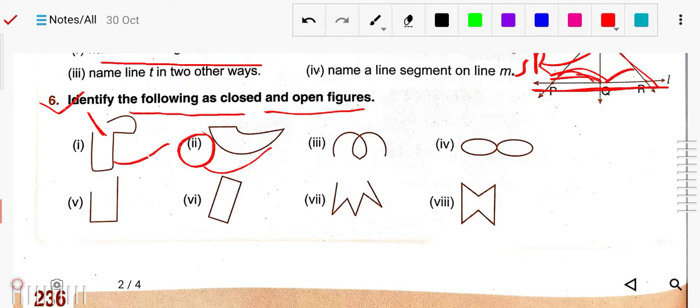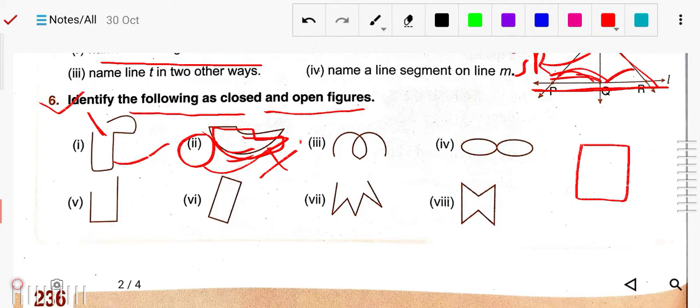But in number 2 you can see that its shape is curved. For a closed shape, its boundary should be straight and closed, but here it is curved, so it will not come under the closed figure. So it will also come in the open figure. So how many closed figures? Sorry, here I just made a mistake.